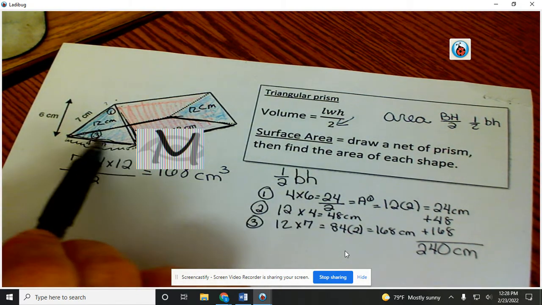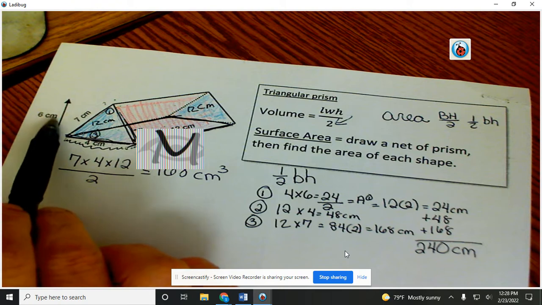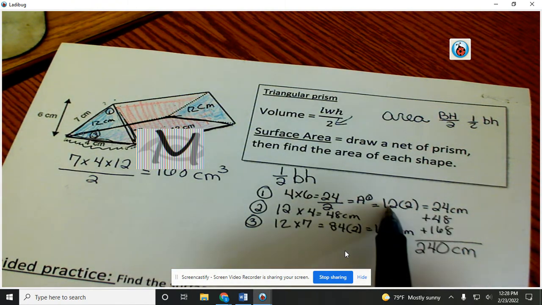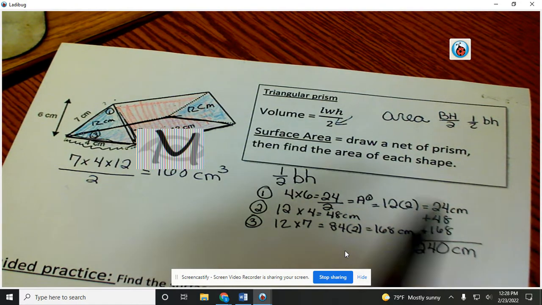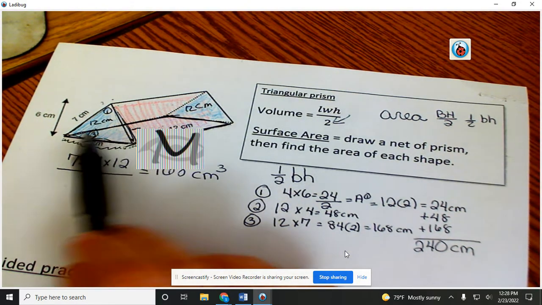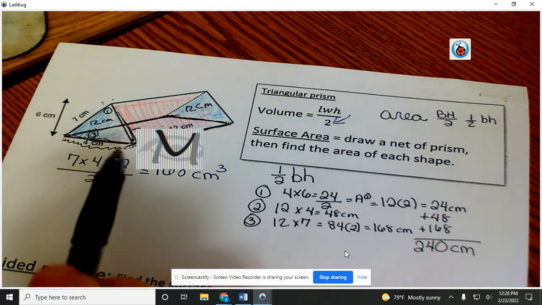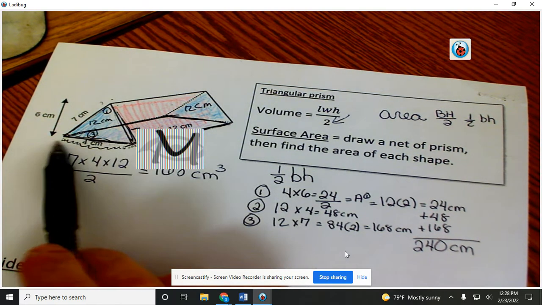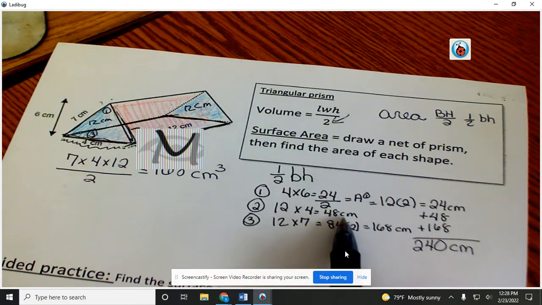So to recap, this guy here is 4 times 8 divided by 2, which gave me 12, multiplied by 2, 24. Then I'm going to find that bottom part that it's sitting on, and that's going to be 4 times 12. So the area of this bottom rectangle is 4 by 12, which gave me 48 centimeters.